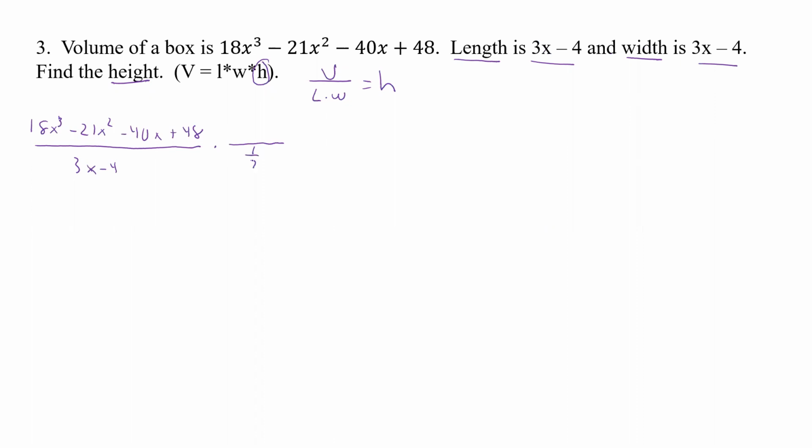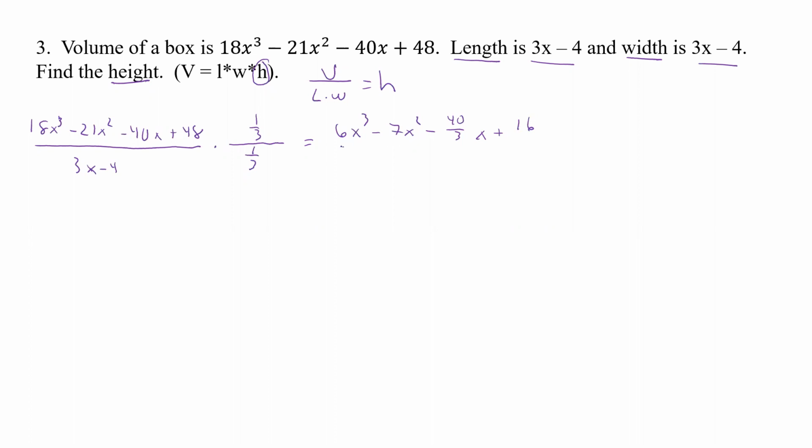So that gives us a 1/3 and 1/3, because when we take 1/3 times that, we get a 1, which is what we need. Now we simplify. 18 divided by 3 gives us 6x to the third, minus 21 divided by 3 is 7x squared, then minus 40 divided by 3 x, and then plus 48 divided by 3, which is 16.